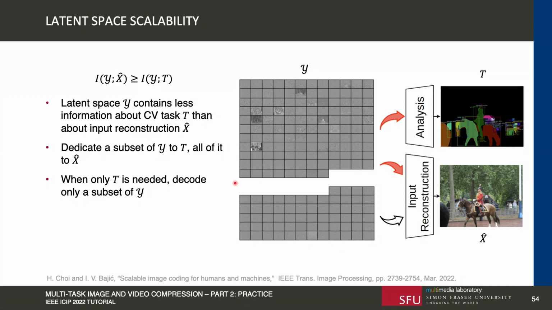And we refer to this structuring of the latent space as latent space scalability, because if we only need to execute the computer vision task, we only need to decode this part of the latent space. We don't have to touch this enhancement layer. This will only be needed if we want to fully reconstruct the input image.